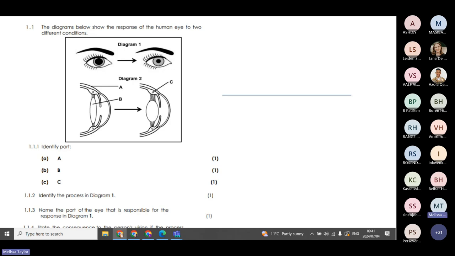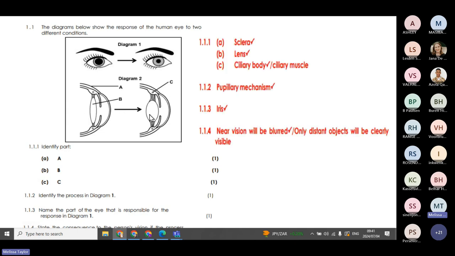Okay, so I want to quickly go through that again. It's just a one mark question, but they're asking, state the consequence, which in other words is the result to the person's vision if the process does not occur. So they're saying if this doesn't happen, then they won't be able to see the objects nearby clearly. Another way of saying it is they'll only be able to see distant or far away objects clearly.